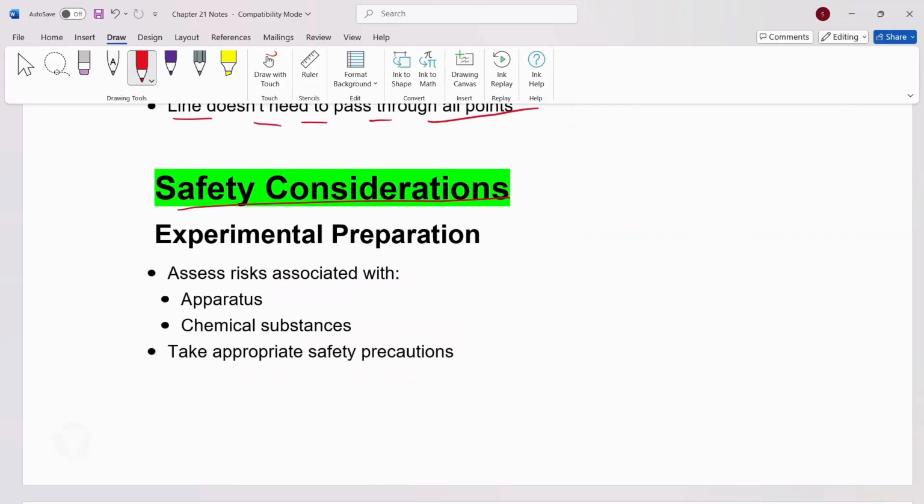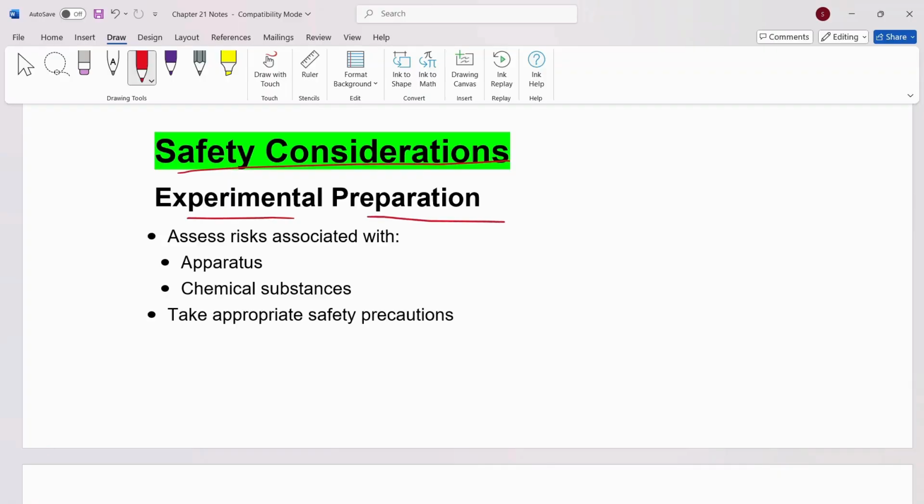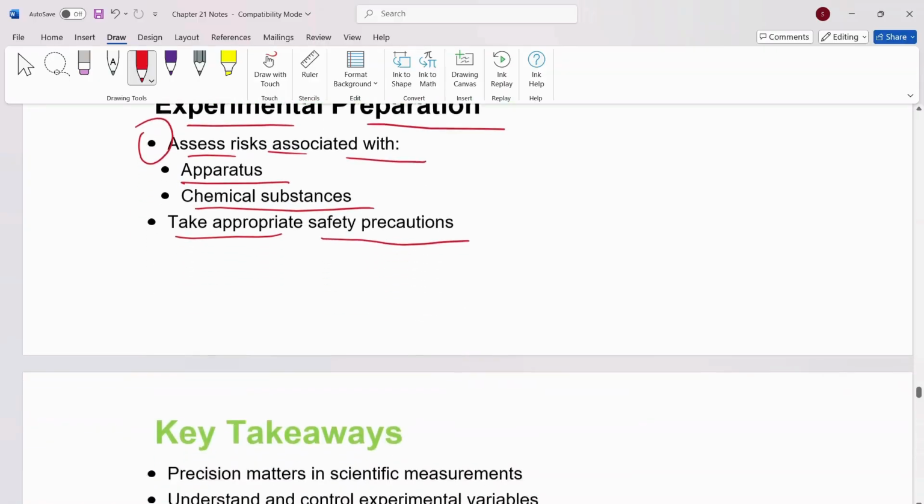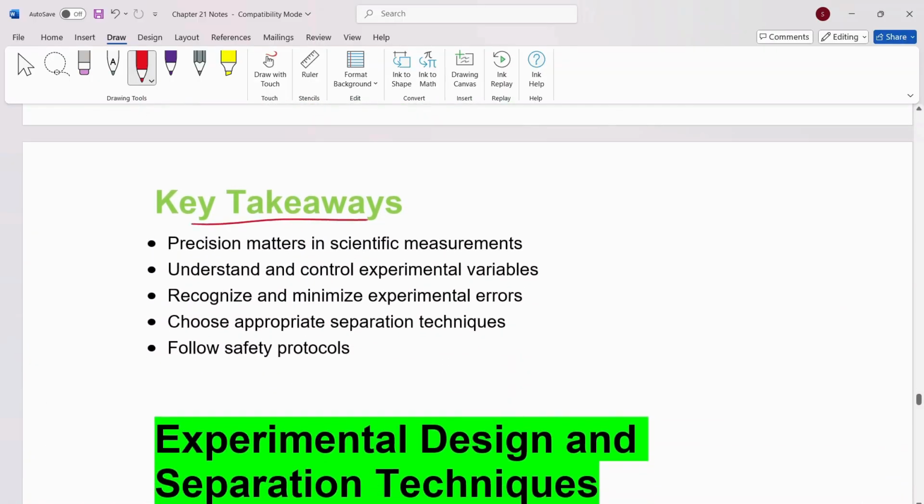Now we have some safety considerations. Experimental preparation: assess risk associated with apparatus and chemical substances, take appropriate safety precautions. Some key takeaways here: precision matters in scientific measurements, understand and control experimental variables, recognize and minimize experimental errors, choose appropriate separation techniques, and follow safety protocols.